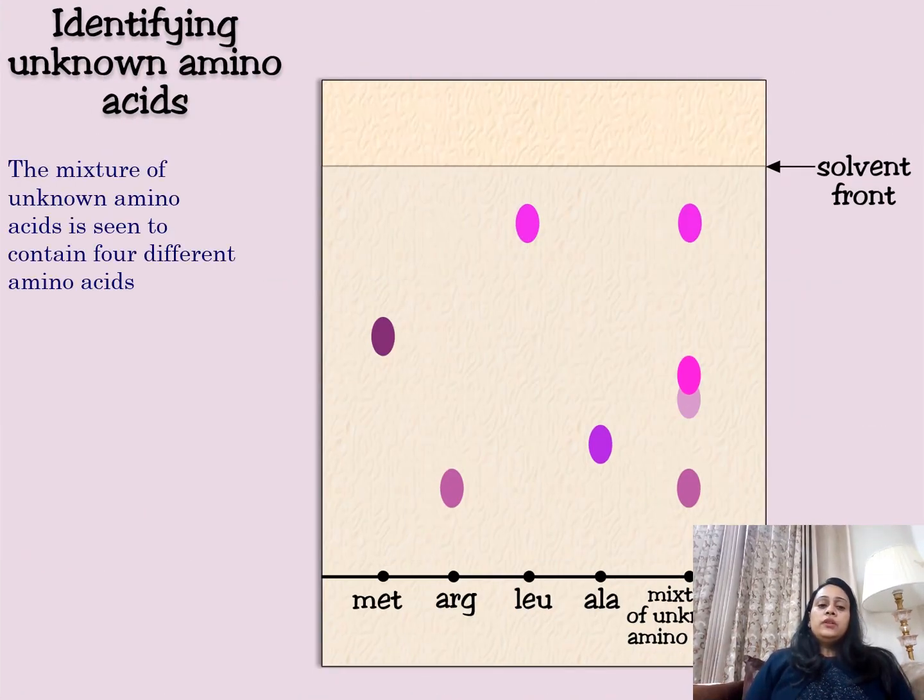The main purpose of doing this chromatography technique is to find what is there in the unknown mixture. So whenever we run the chromatography, we will always have a standard. Methionine, arginine, leucine, alanine act as standards, and the one here is a mixture of unknown amino acids. So whenever we are running the chromatography, we will have known amino acids, which act as a standard, and this is a mixture. Whenever we run it, we will get different amino acid bands, and via this technique you can see what is present in the mixture.